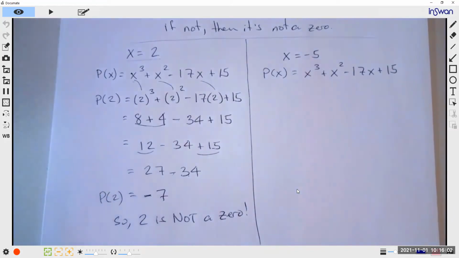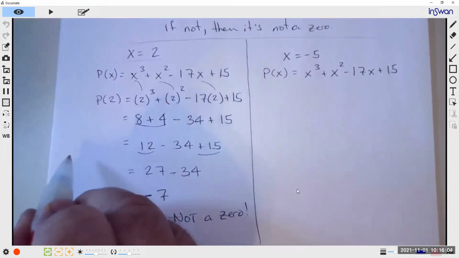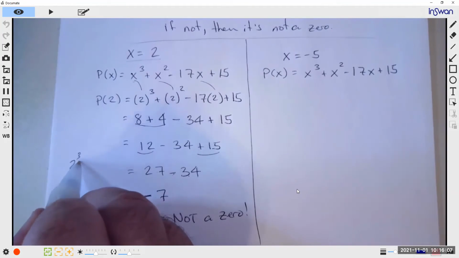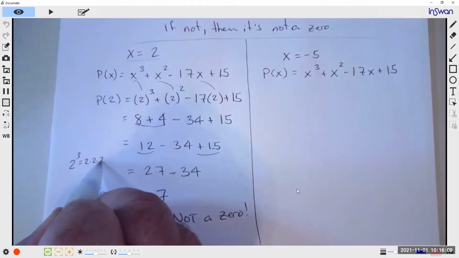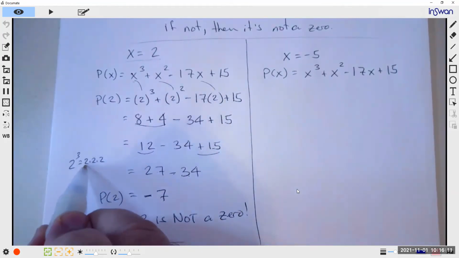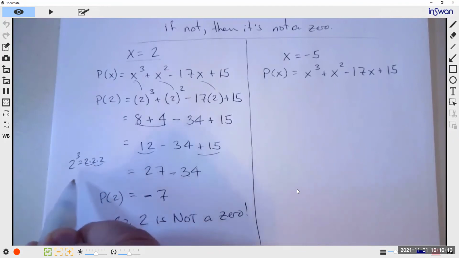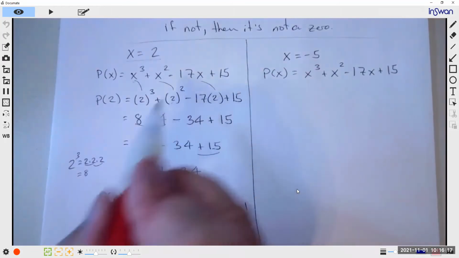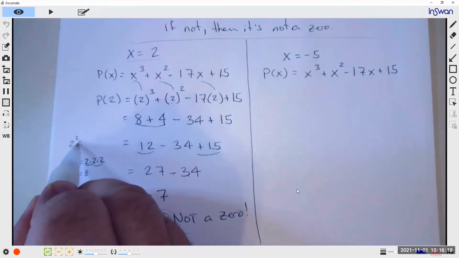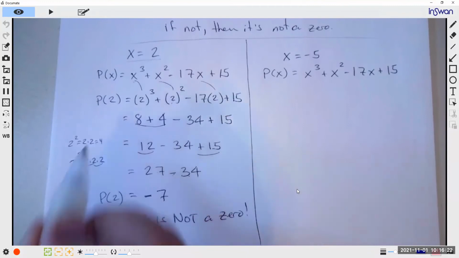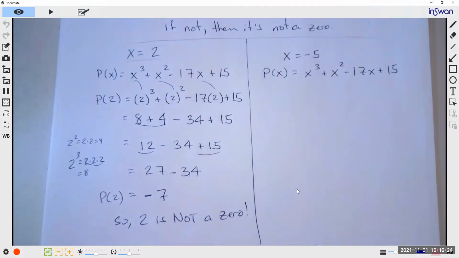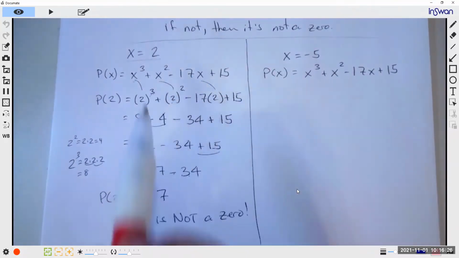How did you get 8 plus 4? 2 cubed is 2 times 2 times 2. 2 times 2 is 4, times 2 is 8. And 2 squared is 2 times 2, which is 4. Oh, okay. Thank you. Yeah, you're welcome.